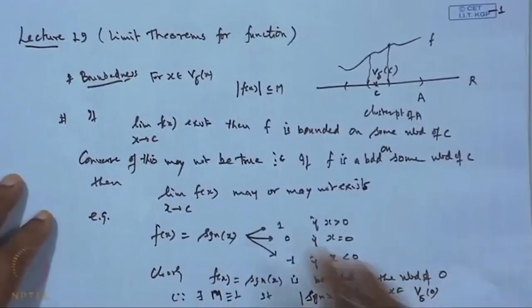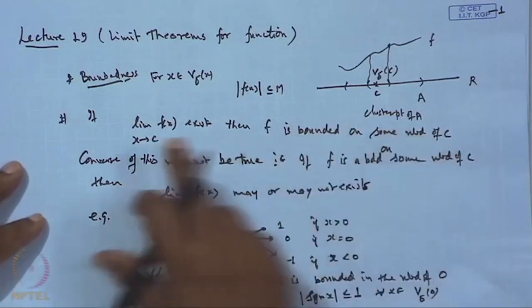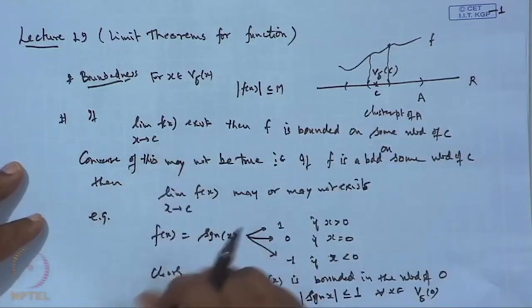However, if the function is unbounded in some neighborhood of the point C, then obviously the function will not have a limit at that point. When the limit does not exist, there are two possibilities. Either the function is not defined at the point where the limit is required, meaning the function goes to infinity or minus infinity when x is approaching C, so at the point C the function does not have a finite value. Or, second, the function has finite values, but the limiting value has two or more values along different paths. In that case the limit will not be unique, so we say the limit does not exist.